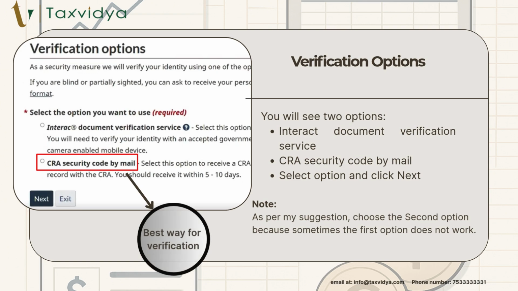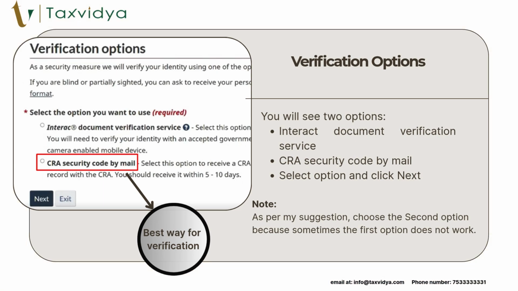Verification options. You will see two options: Interac Document Verification Service, and CRA Security Code by Mail. Select an option and click Next. Note, as per my suggestion, choose the second option because sometimes the first option does not work.